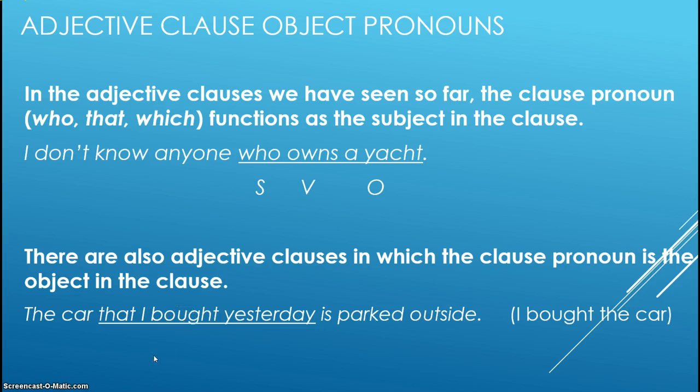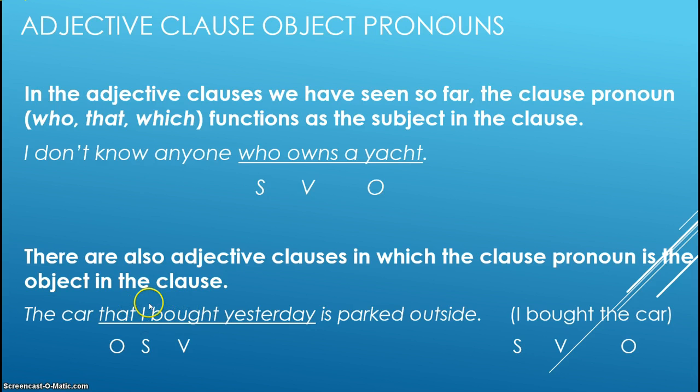Let me show you an example. The car that I bought yesterday is parked outside. Look at this sentence here, the little clause here. In this clause only, don't worry about the other part of the sentence, the independent clause. In my adjective clause only, what is the subject? What is the verb? What is the object? Take a look at that. If you find it a little bit confusing, this is basically what the sentence is saying there, right? I bought the car. The car that you're talking about, I bought it. I bought the car. That might give you the hint that you need.